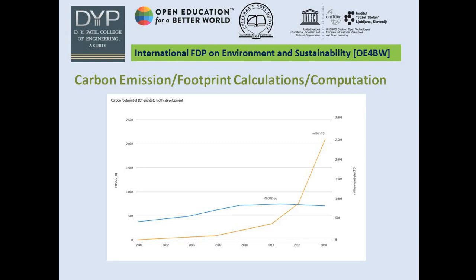Then this is a graph of carbon emission or footprints. As I have used the software, I have taken into consideration the carbon footprint of ICT and data traffic development. So we can see the graph clearly. There is as such not very much increase in the carbon footprint level throughout the year.